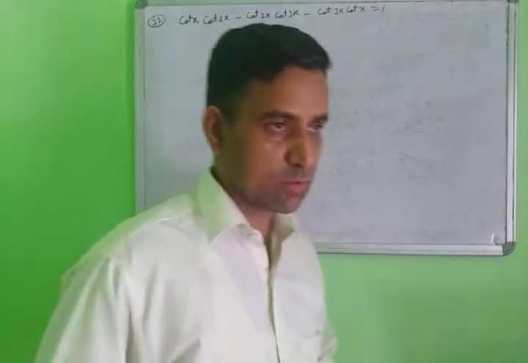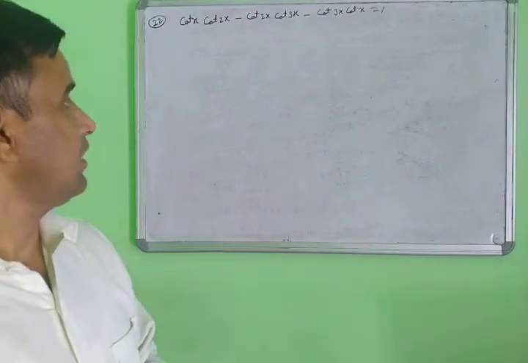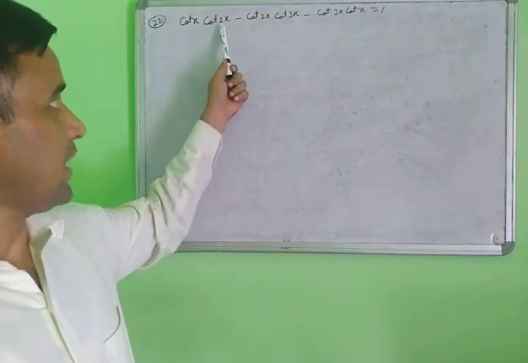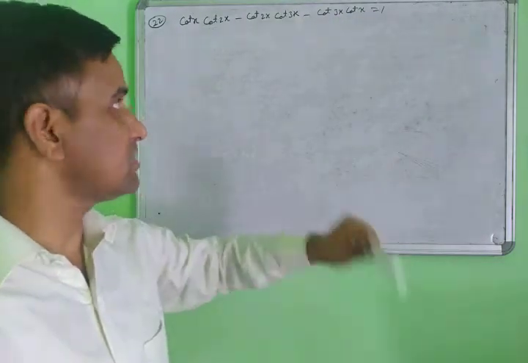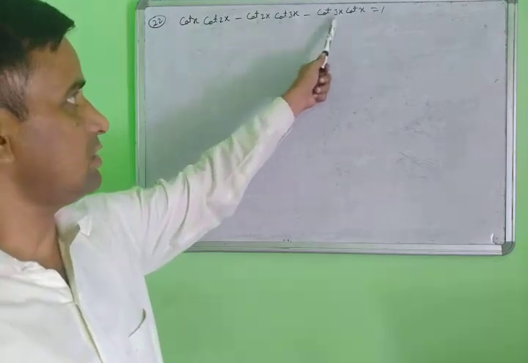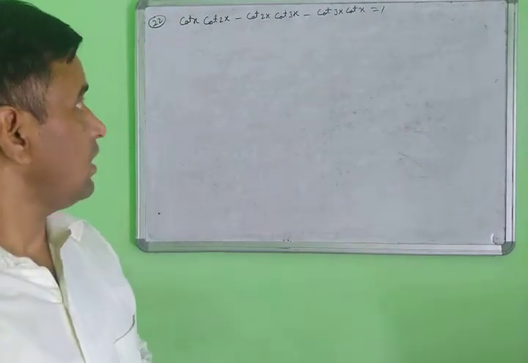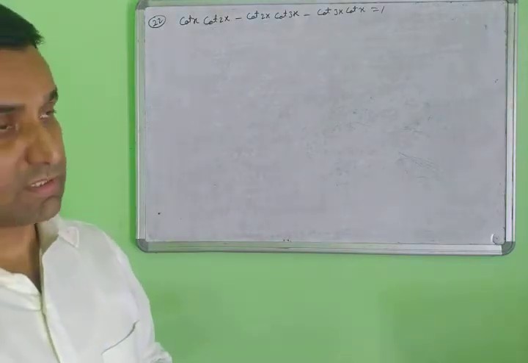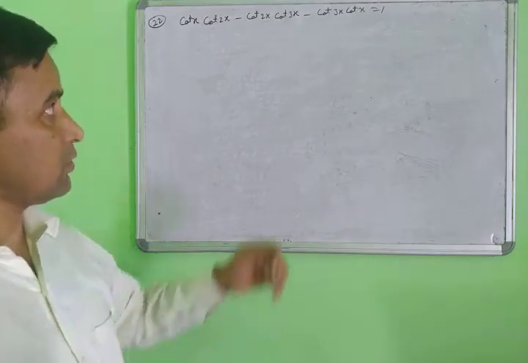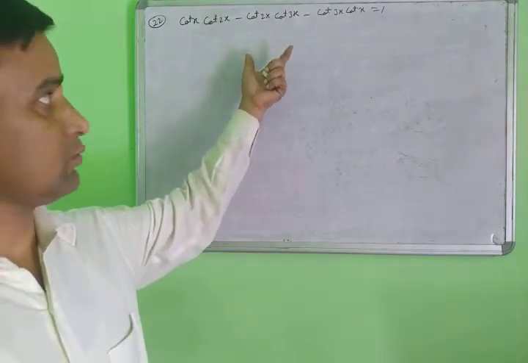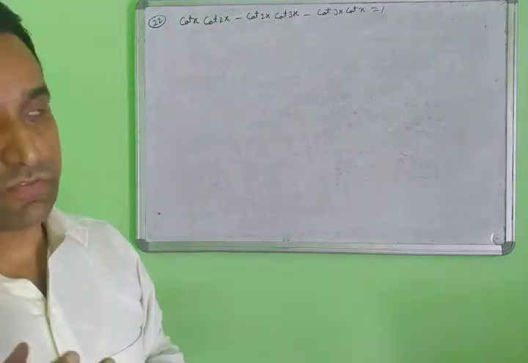Yes, students. Next question, I am taking question number 22: cot x cot 2x, plus cot 2x cot 3x, plus cot 3x cot x equals 1. Let us see how to solve this question. This is a very simple question, but first observe it. The question looks very difficult, but it is not difficult. The question is very simple.